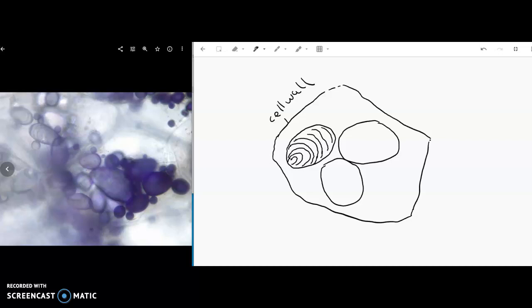So that whole organelle there, each one of these organelles, again, that's the amyloplast. Amylose is a sugar, and so amyloplast is a storage plastid.